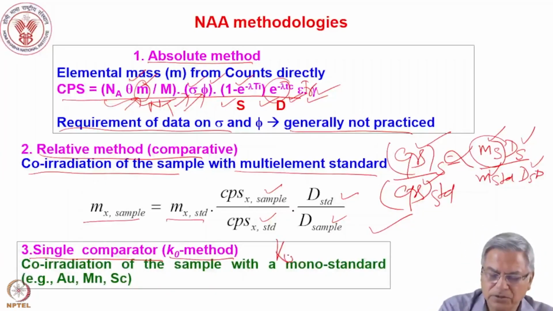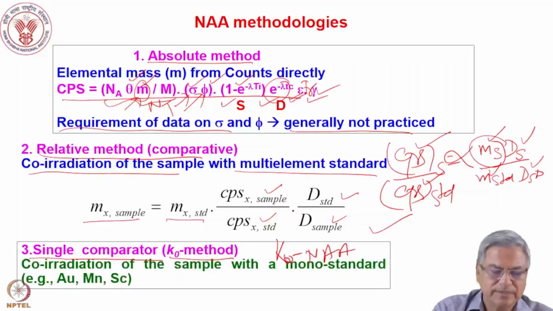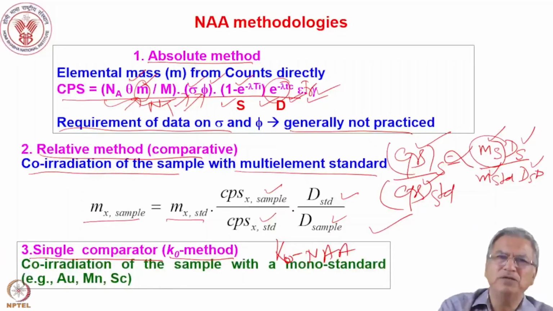K0 NAA, K0 neutron activation analysis. That means in the absolute method, for every element you have to have a standard amount in the sample. So you require the concentration of the element to be known in the standards. So suppose you have 10 elements, all the standards would have all those 10 elements.